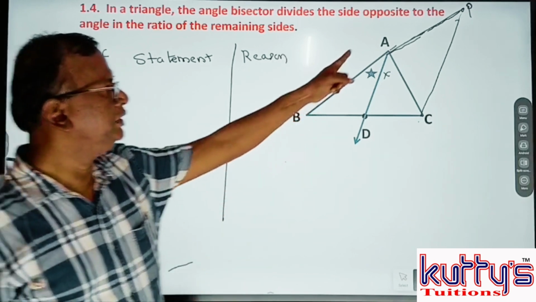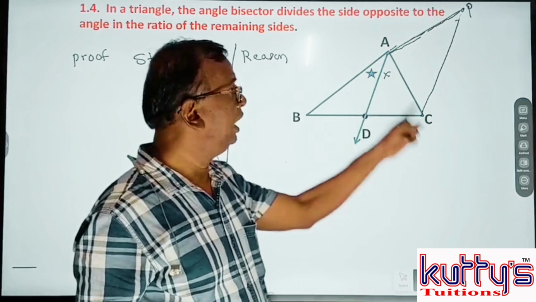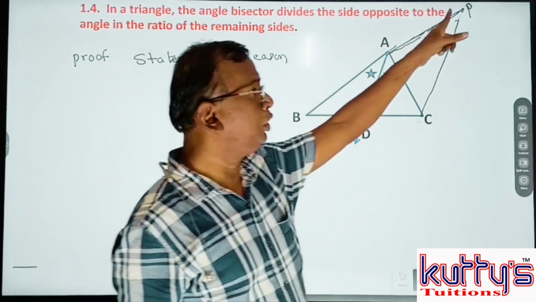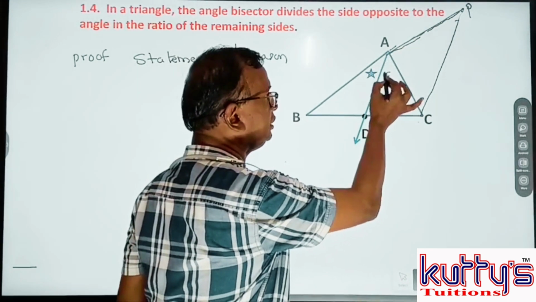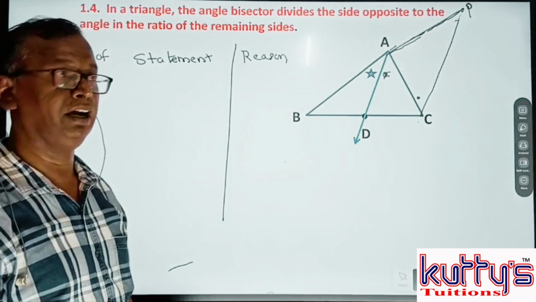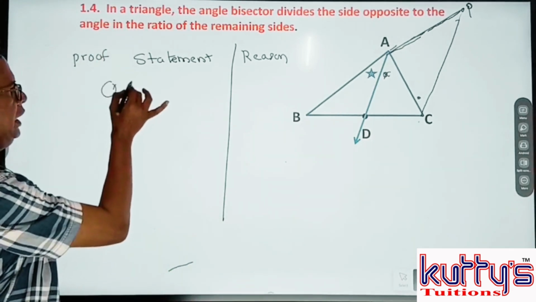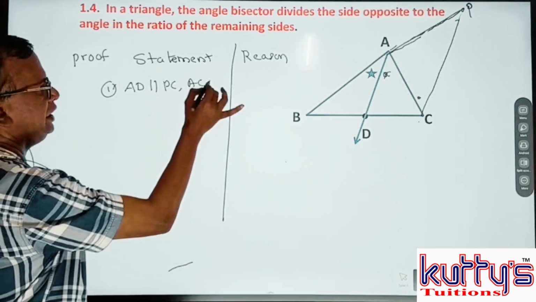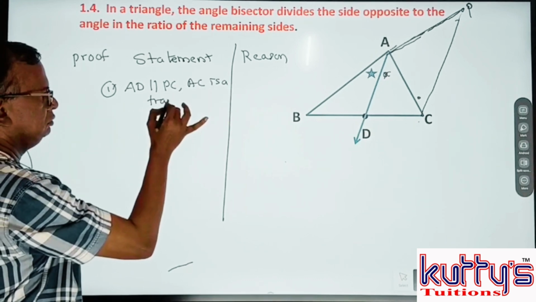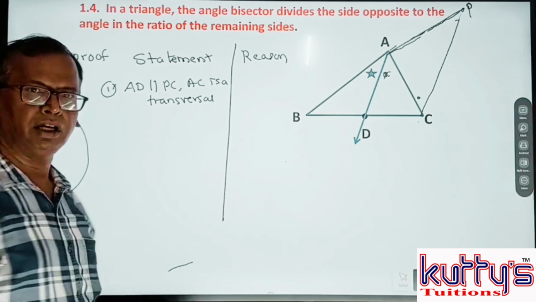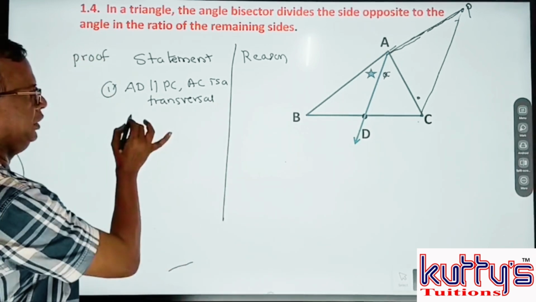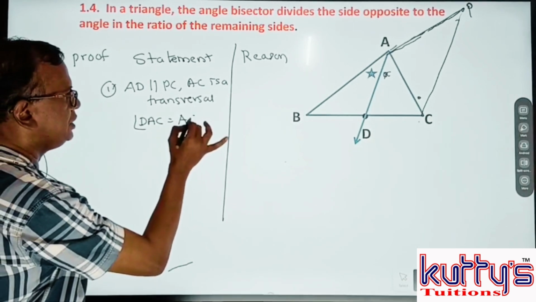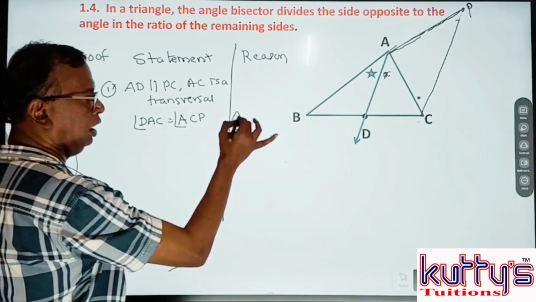Now see, students, it is given that AD is parallel to PC and AC is the transversal. So this angle and this angle are which angles? They are alternate angles. So first statement: AD is parallel to PC and AC is a transversal. Then alternate angles are formed. That is angle DAC is equal to angle ACP. They are alternate angles.